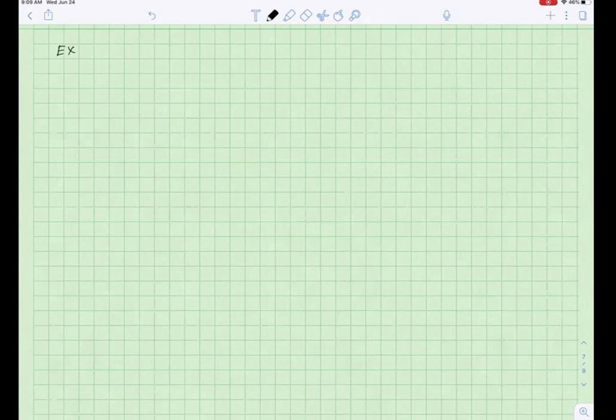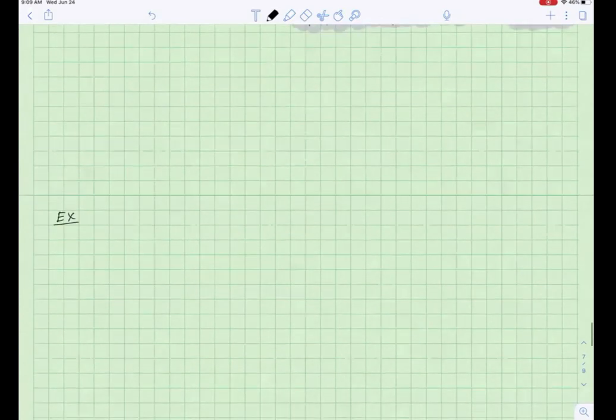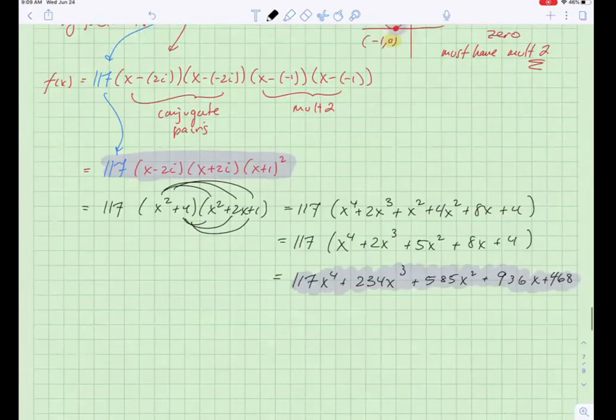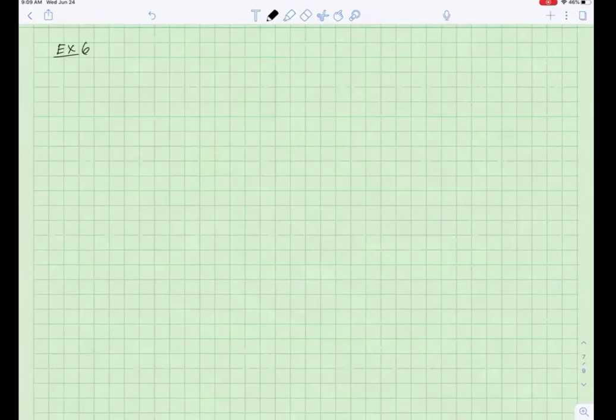Example, what are we on now? Example 6? Oh my gosh. Yeah. They get so big so fast. Example 6. Factor f of x completely over the complex numbers.